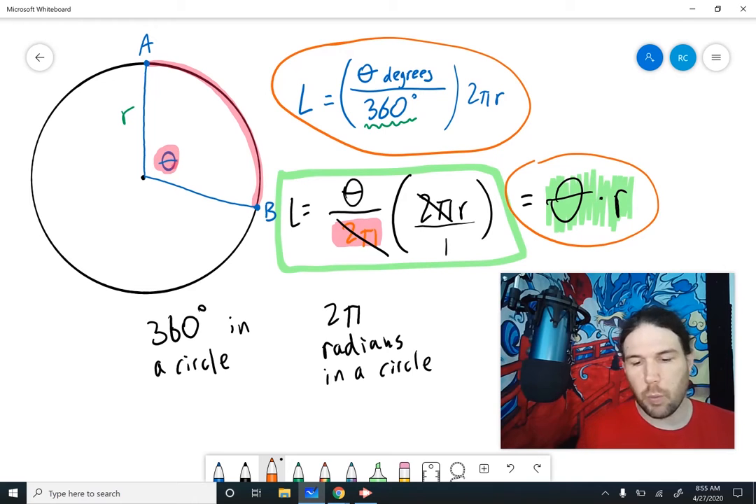So I'll let you decide which of these two formulas, which of these two units you think is more convenient and easier to use, but you're going to have to be fluent with both.